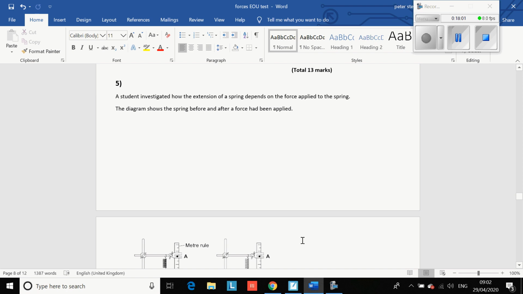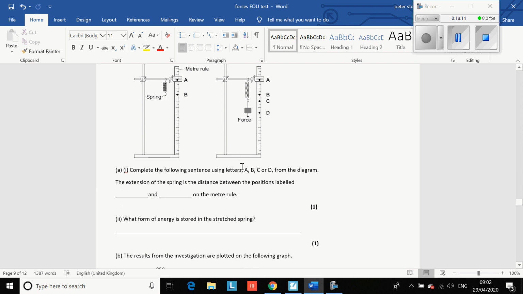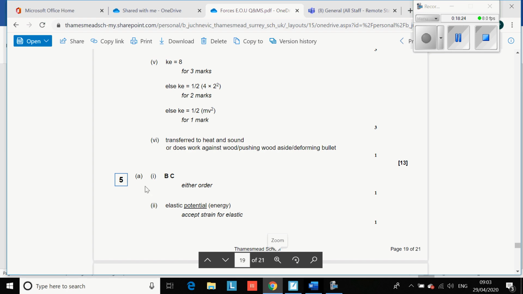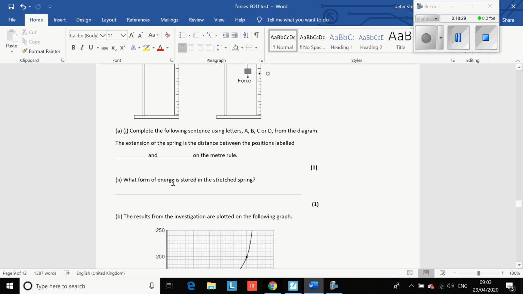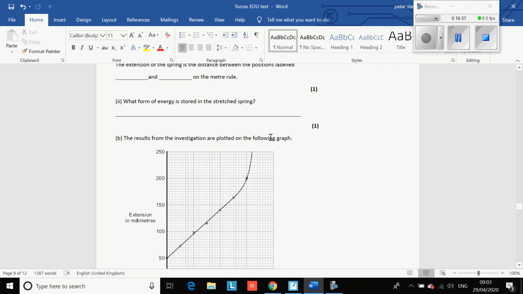Okay, on to question 5. A student investigated how the extension of a spring depends on the force applied to the spring. The diagram shows the spring before and after a force had been applied. Complete the following sentences using A, B, C, or D from the diagram. The extension of the spring is the distance between the positions labelled. Right, so for this one, it was B and C. What form of energy is stored in a stretched spring? It is elastic potential.